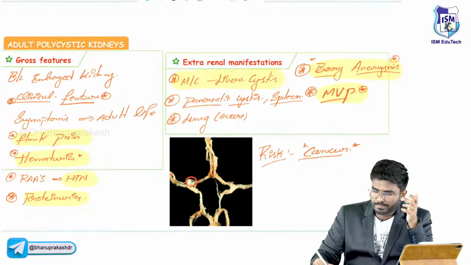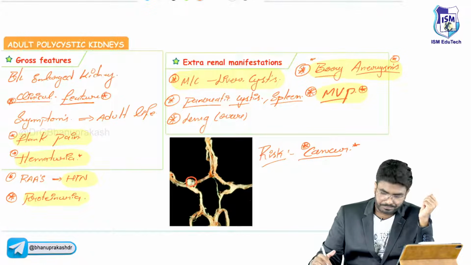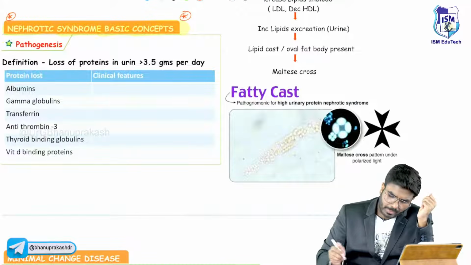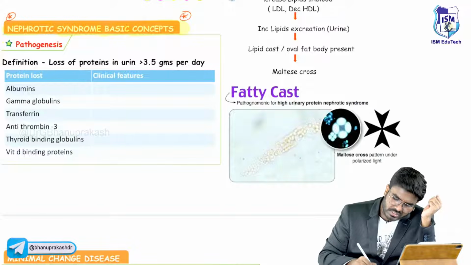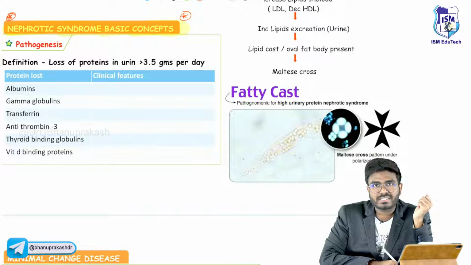Renal carcinoma. Okay, renal carcinoma, these patients are at risk of developing cancer. Next, apart from that, now let's discuss the most important topic, the nephrotic syndromes.